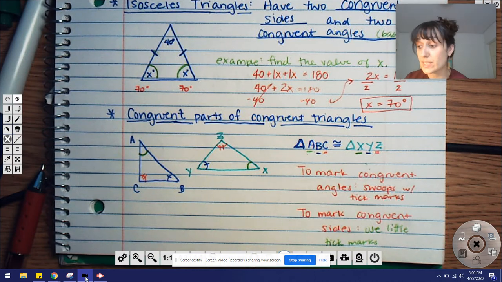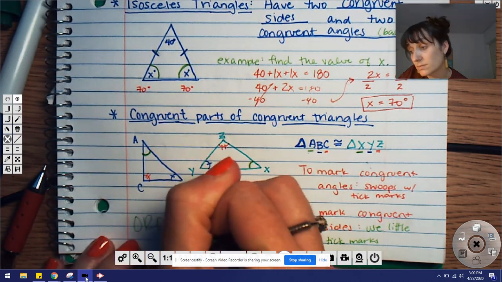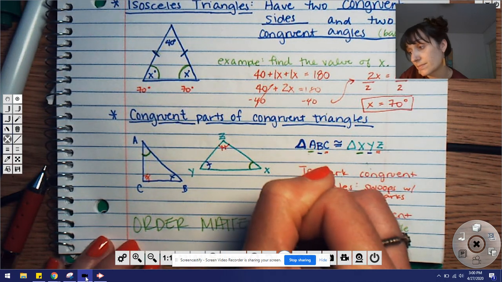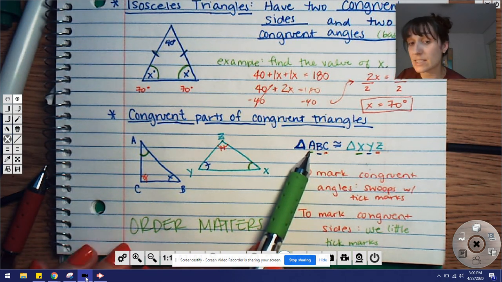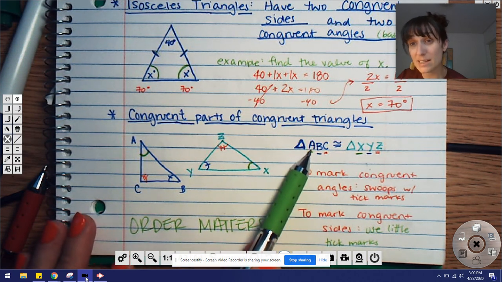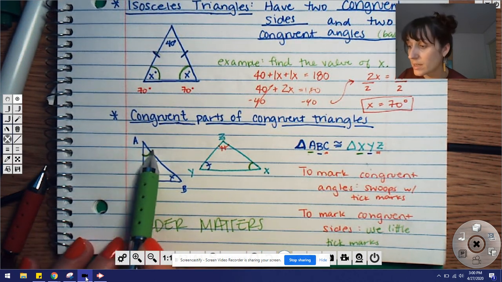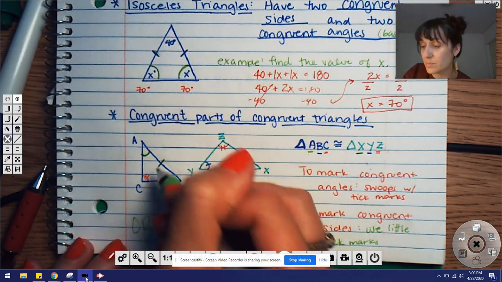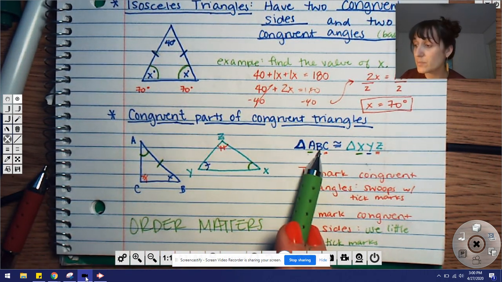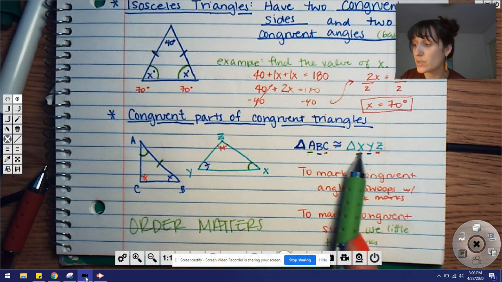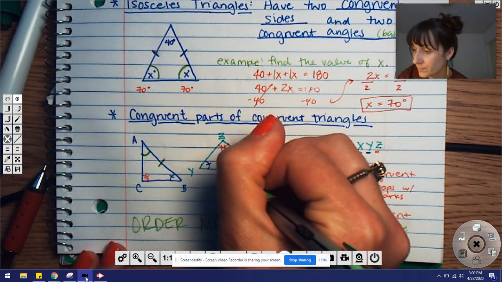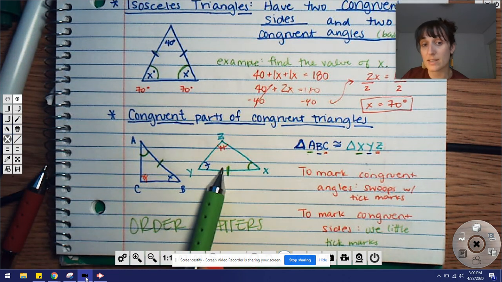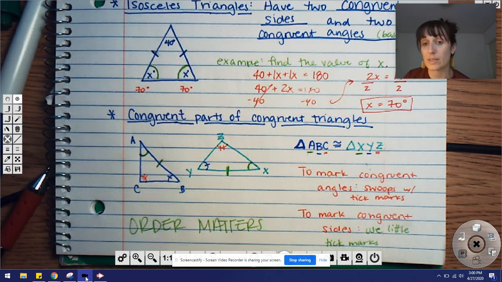The same thing is true here. Order matters. Sides are always listed using 2 letters. So the first side that I see is the first 2 letters, meaning from A to B. That's my first side. A to B, since those are the first 2 letters, is going to be congruent to X to Y. Now, since this side has 1 mark and this side has 1 mark, I can see that they are congruent.